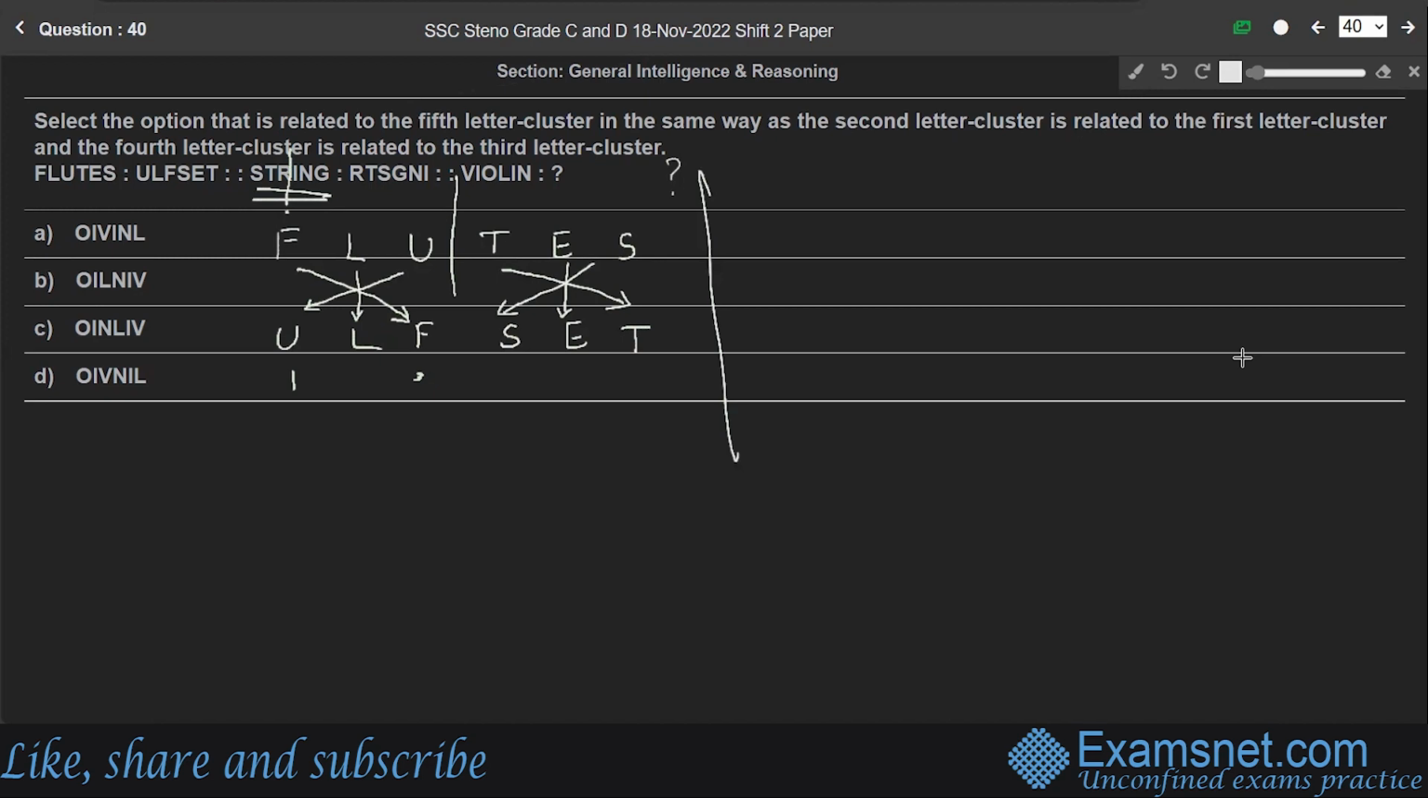Therefore, we have to find the code for violin. VIOLIN, violin. Divide the word into two parts. So VIO should be written in reverse order. It becomes OIV, and also LIN becomes NIL. So the code for violin is OIV NIL. Option D is the right answer.